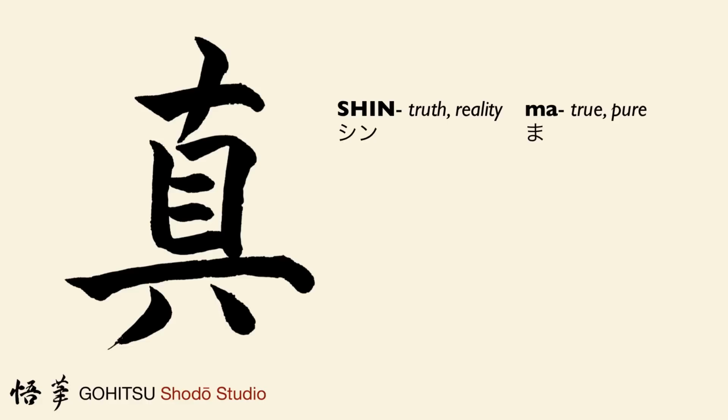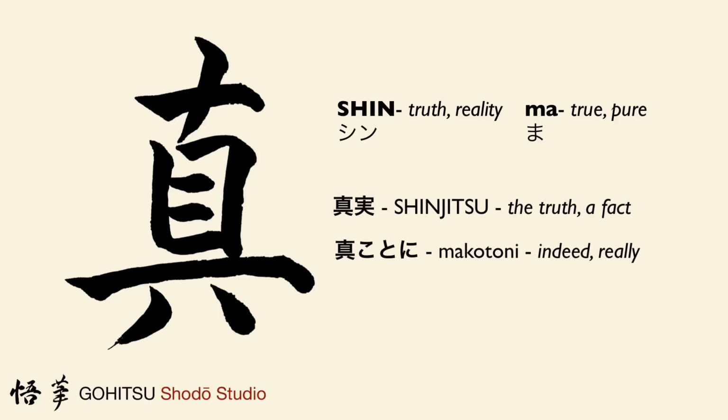Now I'm going to give you two words that are composed using this kanji, and the first one is shinjitsu, which means the truth or a fact. Now you can see there's two kanji in the word shinjitsu, and there's no hiragana involved in this word. So that means that both kanji, the first one and the second one, are using their on reading. Shin will be the on reading for this one, and jitsu will be the on reading for the second one. And when you put the two together, you form the word shinjitsu.